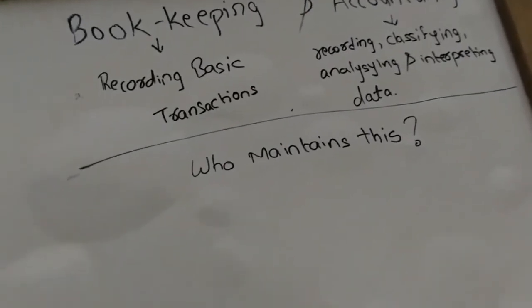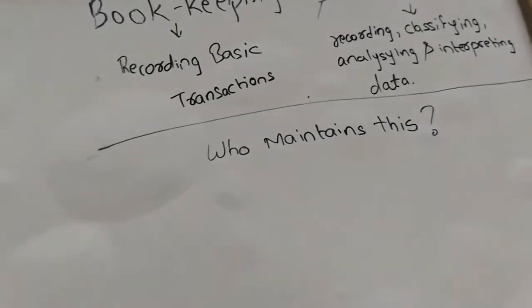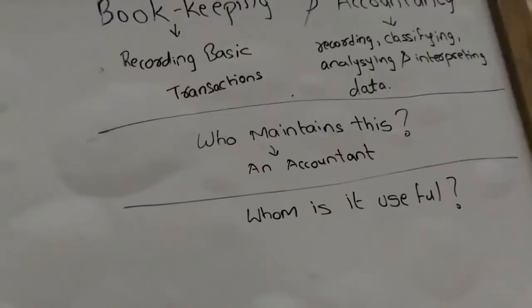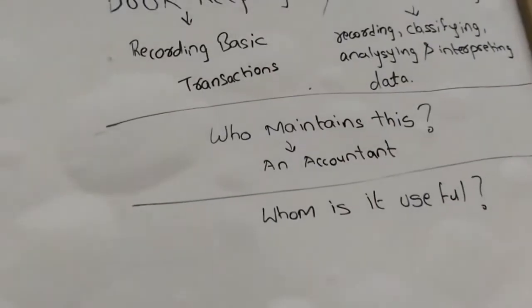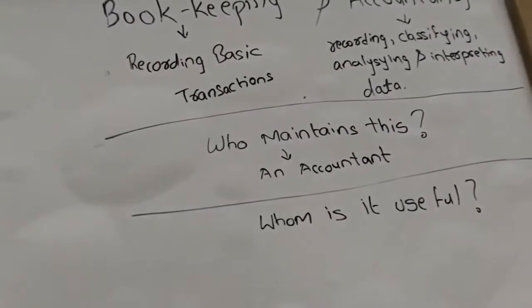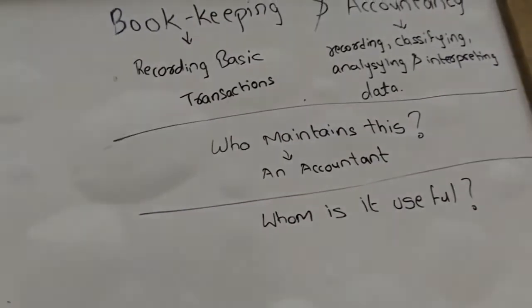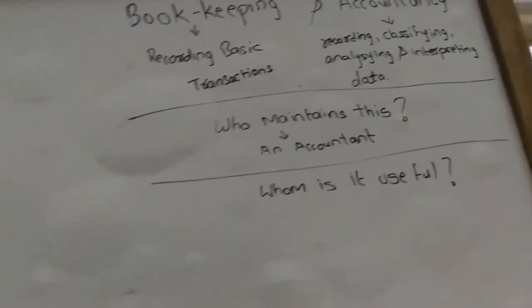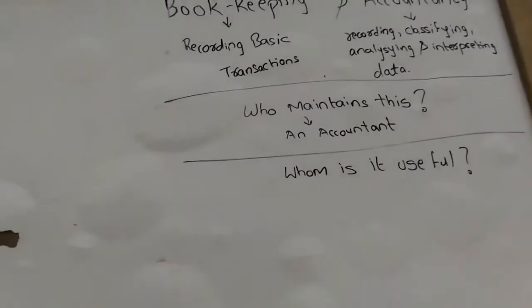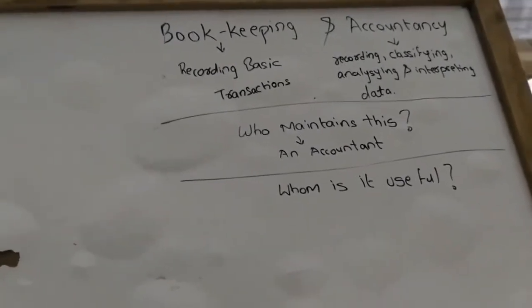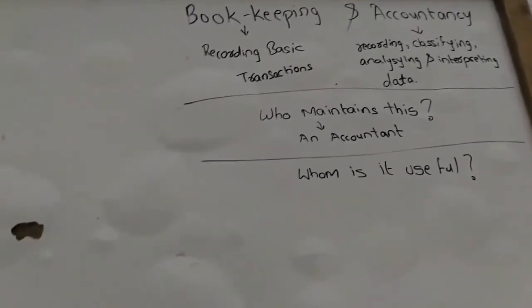Now, who maintains this? Who makes this accounts book? It's basically the accountant or the finance department, as we say. Whom is it useful to? It's useful to the debtors, the creditors, and the company itself, in order to know if it's making profits or losses. It's even useful to the government in order to determine which taxes the company is liable to pay. Investors also get a gist about whether they need to invest in this company and what future it can have. It's not only maintained by big companies, it's also maintained by small shops. Any kind of business needs to maintain bookkeeping.